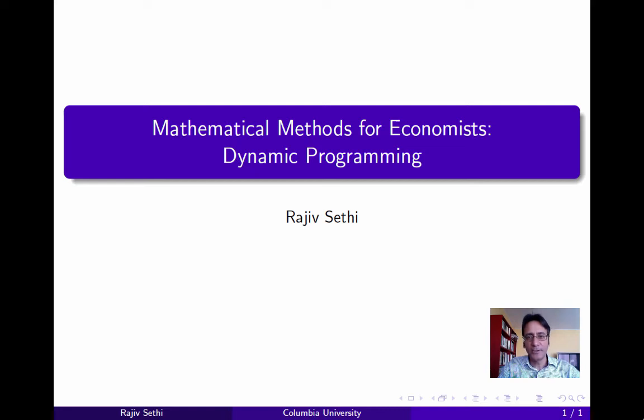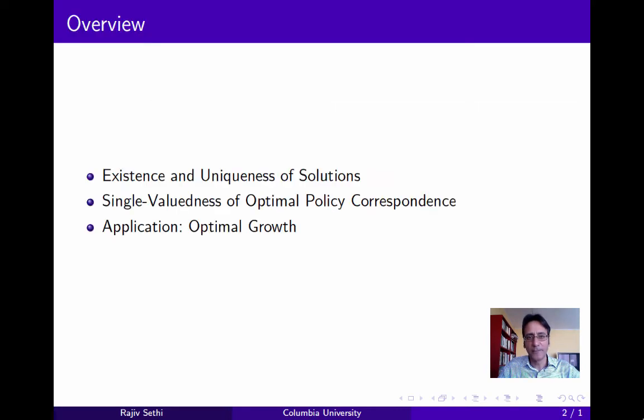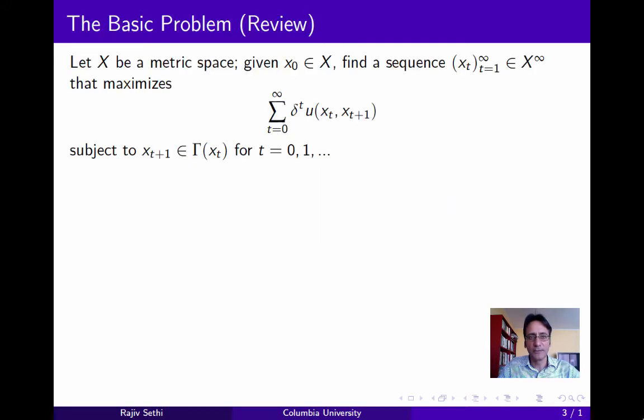In this segment, we'll continue our discussion of dynamic programming. We'll start by looking at conditions for the existence and uniqueness of a value function. Then we'll discuss the single valuedness of the optimal policy correspondence. And finally, return to our example of optimal growth.